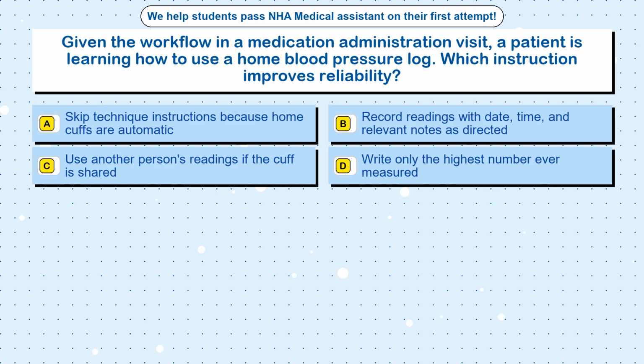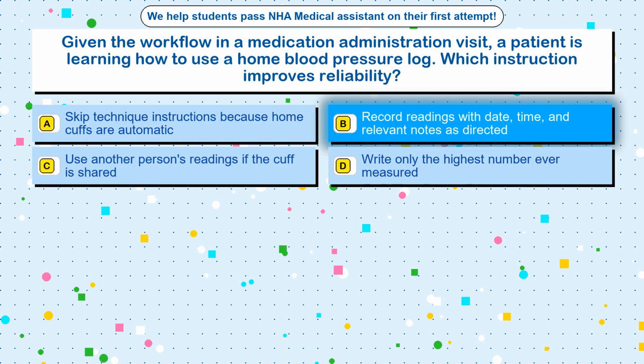pressure log. Which instruction improves reliability? Option A. Skip technique instructions because home cuffs are automatic. Option B. Record readings with date, time, and relevant notes as directed. Option C. Use another person's readings if the cuff is shared. Option D. Write only the highest number ever measured. The correct answer is option B. Record readings with date, time, and relevant notes as directed.